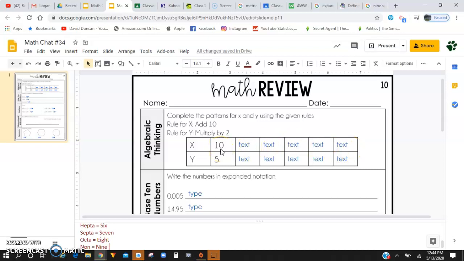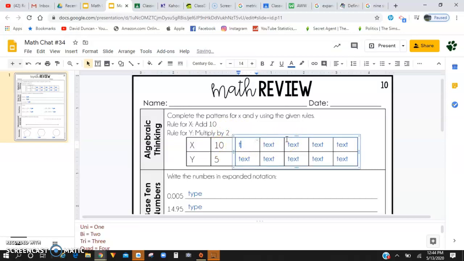So you have 10 here. In this one, you're going to add 10 to it. So 10 plus 10 is going to get you 20. And then you're going to want to add 10 to that for this one and continue that pattern down. For y, your rule is to multiply by 2.